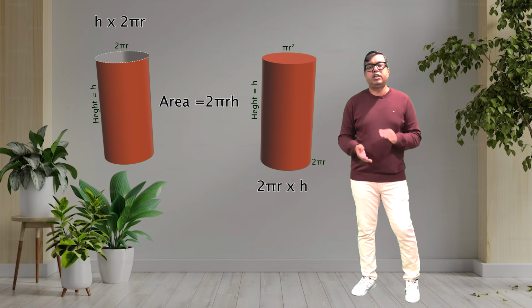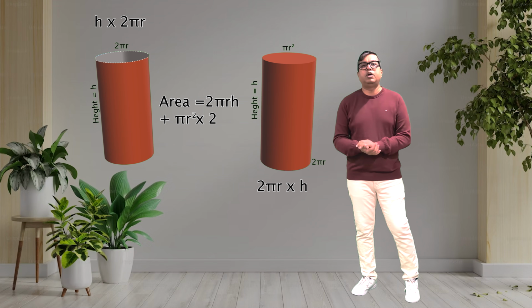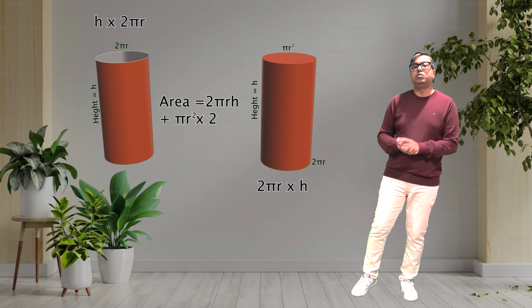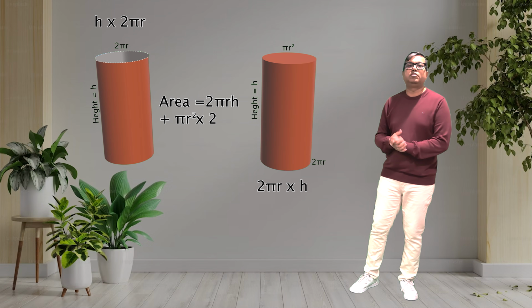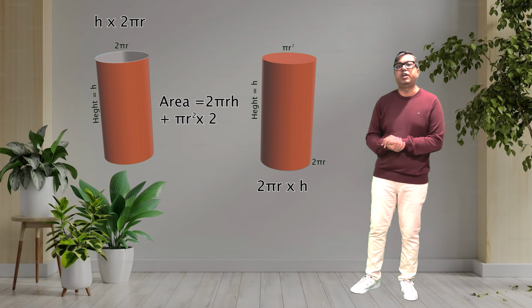If you want to add the area of the top and bottom circles, all you have to do is add the area of two circles, which is pi r square. So 2 times pi r square plus 2 pi r h. That's the surface area of a cylinder.